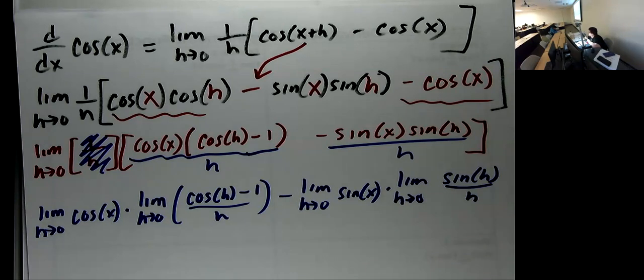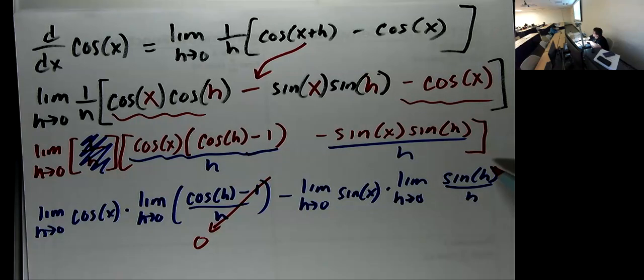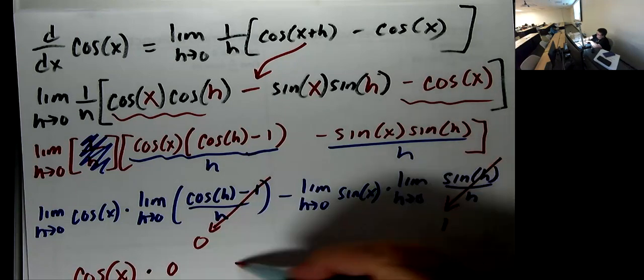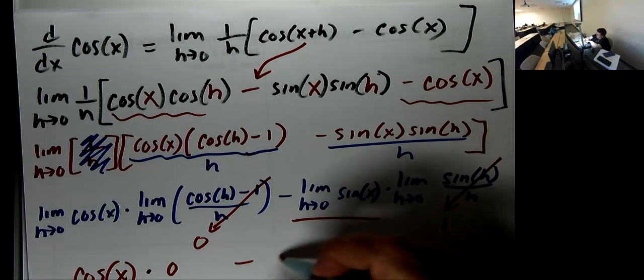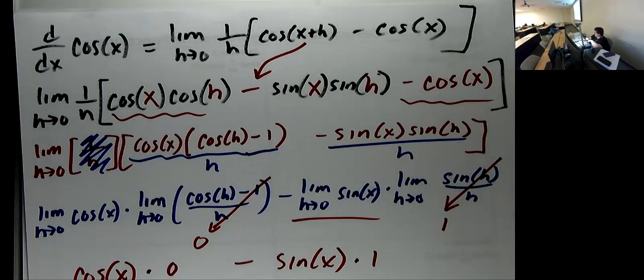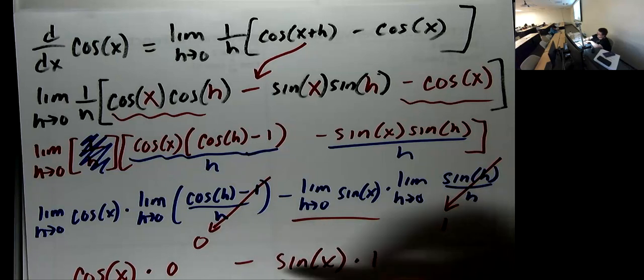The cosine h minus 1 over h is equal to 0, right? Right. So this one is 0. And what is this one? Cosine x is not a function of h. So that's cosine x times 0, minus sine x is not a function of h. So plugging in h equals 0 does nothing. It leaves it the same. And that's multiplied by 1. And we're ultimately left with the derivative of cosine x with respect to x is negative sine x.